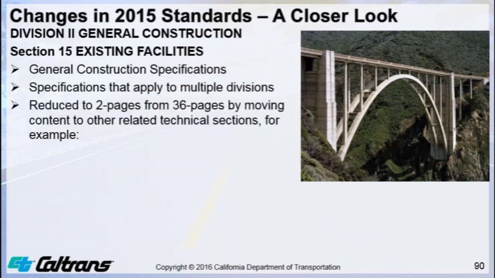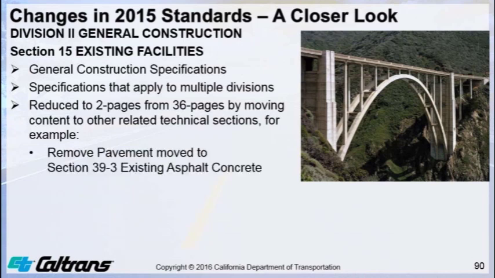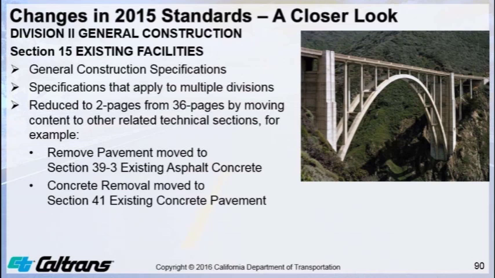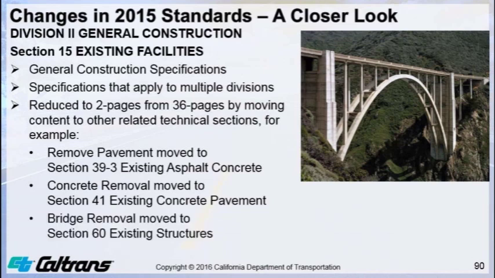Section 15 is now only 2 pages because many of the specifications were moved from the 2010 section to other technical sections. Removing pavement was moved into Section 39-3, Existing Asphalt Concrete. Concrete removal for concrete pavement was moved into Section 41, Existing Concrete Pavement. And bridge removal has been moved to Section 60, Existing Structures.